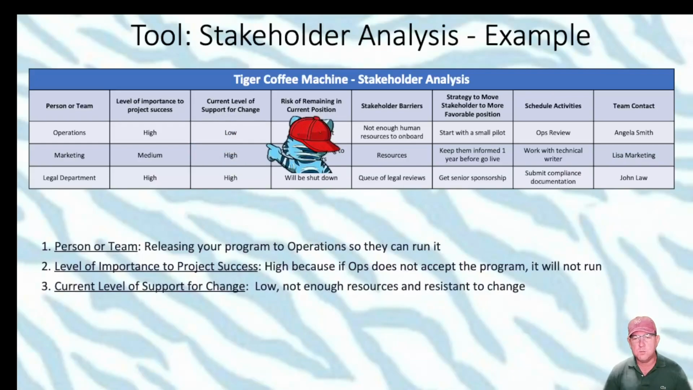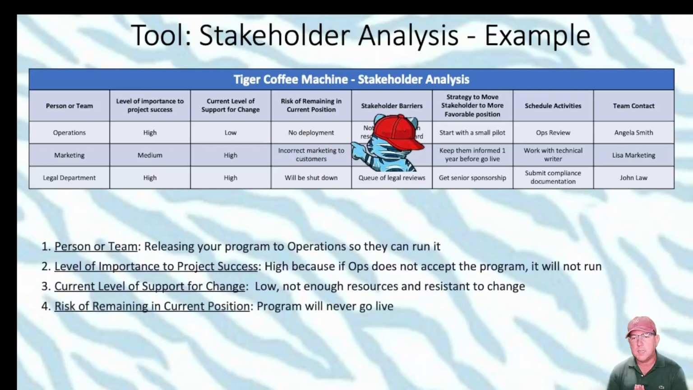Then we move over to the current level of support. So here you have operations. They're very important, but it looks like they're not going to give you very much support. Whereas the legal team, they're very important, but they're going to give you a lot of support. So I don't anticipate any issue there. So your target stakeholder to really collaborate with is operations.